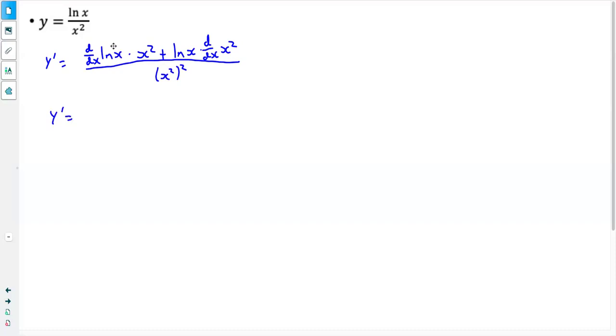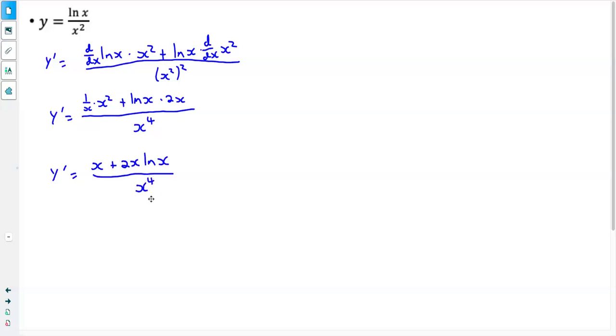So that gives us y prime is equal to the derivative of natural logarithm of x, which is 1 over x, times x squared, plus the natural logarithm of x times 2x, all over x to the power of 4. So that gives us y prime is equal to x plus 2x natural logarithm of x over x to the power of 4. Now we can divide an x out of all the terms. So we've got y prime is equal to 1 plus 2 times the natural logarithm of x over x cubed.